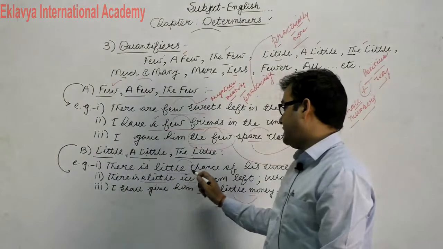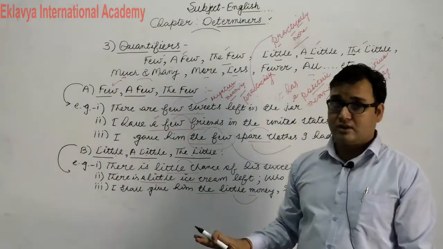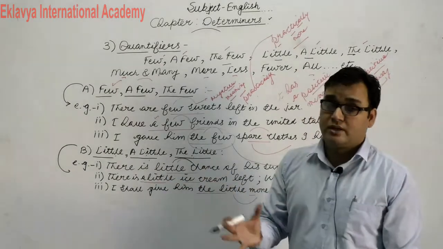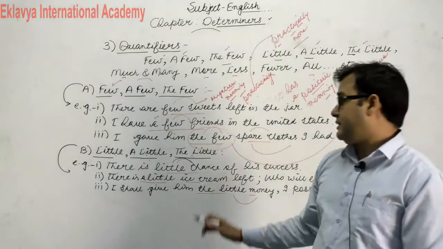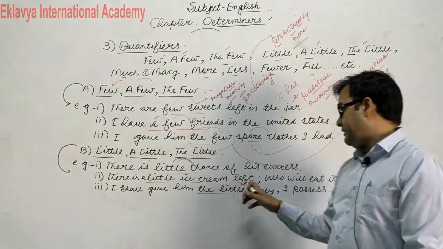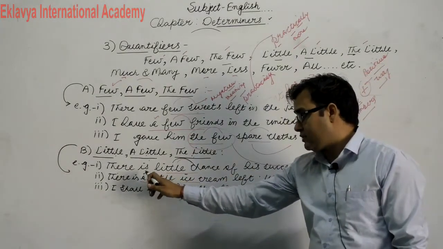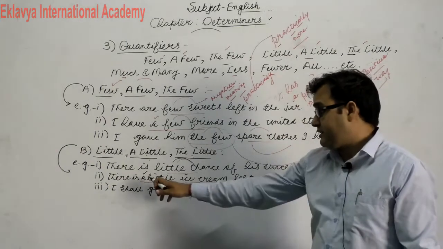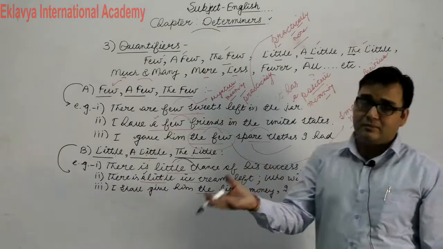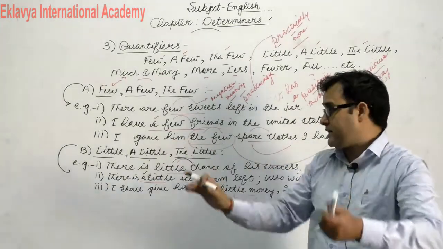There is little chance of his success, that is, there are very few chances of his success. There is a little ice cream left, he will eat it. Okay, there is a little. I have used an article before it. There is a little ice cream left, that is, very little ice cream, not enough to store away, but it is there, some is left.